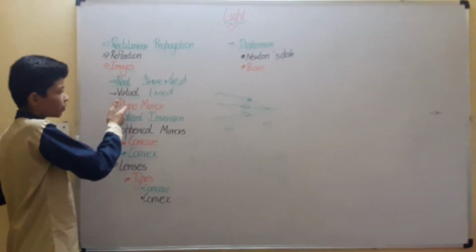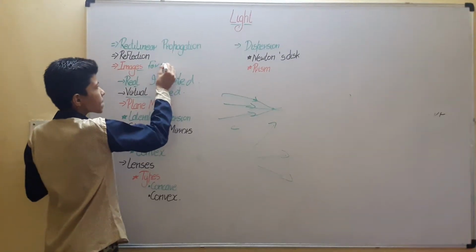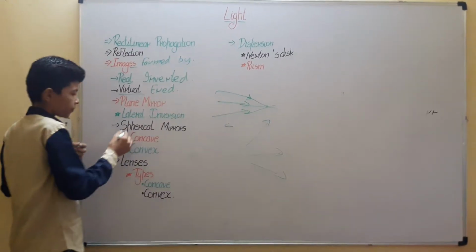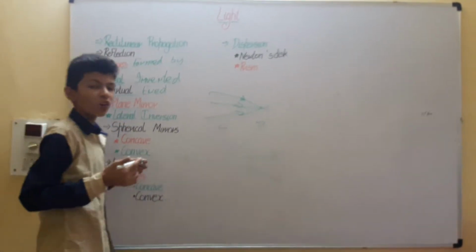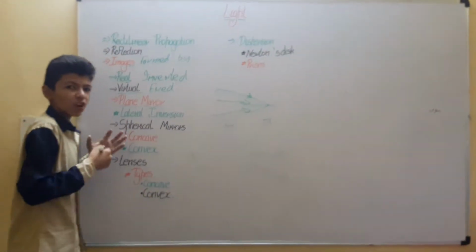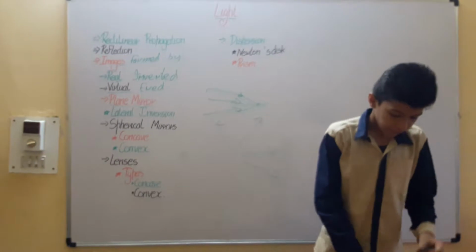So let's move to the image formed by plane mirrors. We discussed what a plane mirror is. Let's learn the characteristics of the image formed by the plane mirror with the help of an activity.